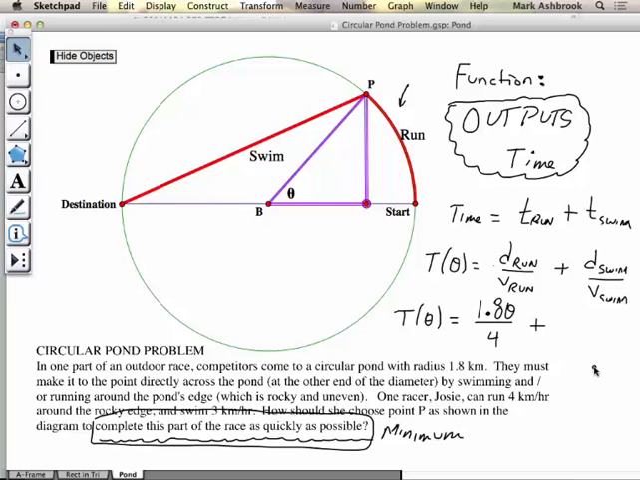Okay, what about the distance of the swim? We know that she swims how fast? 3, so we just write the 3 down. So now, what's the distance of the swim? That's that red line from P to her destination. How are we going to get that? Is there a triangle we can use here? Can you see the triangle that has this as its hypotenuse?